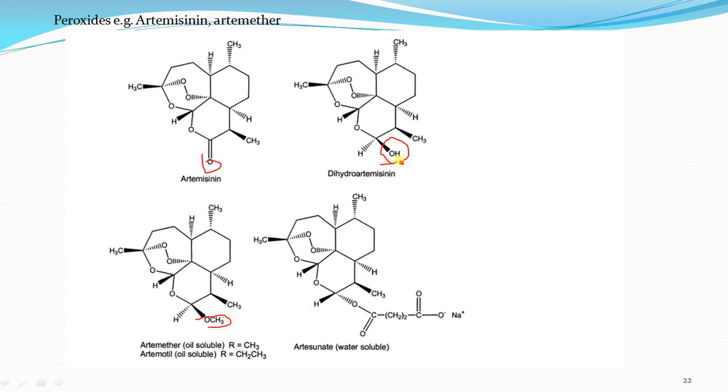In case this oxygen is replaced with an ester, it forms artesunate, which is a water soluble drug. And when we substitute this R at this position with CH3 and C2H5, it gives artemether and arteether, which are oil soluble. These two drugs, artemether, OCH3, and arteether, OC2H5, are formed as oil soluble agents from artemisinin.